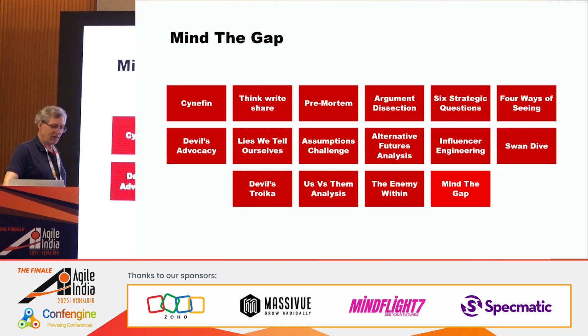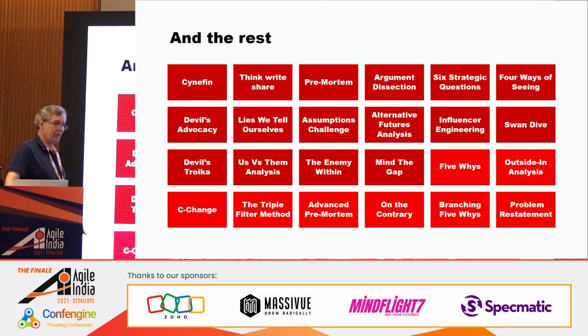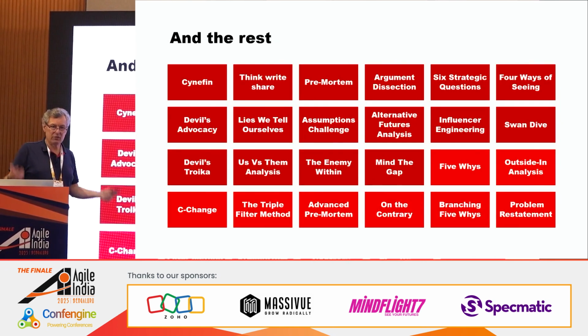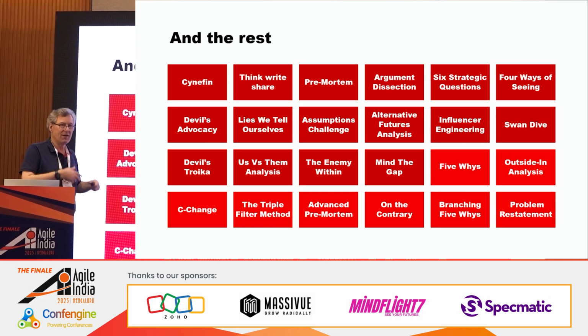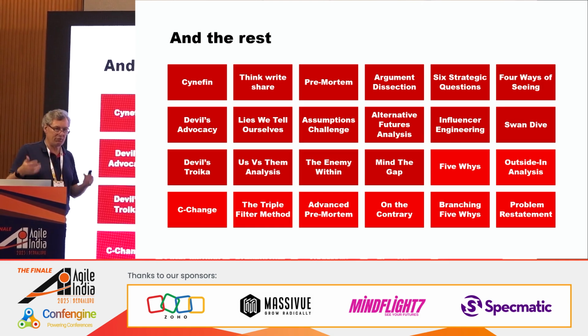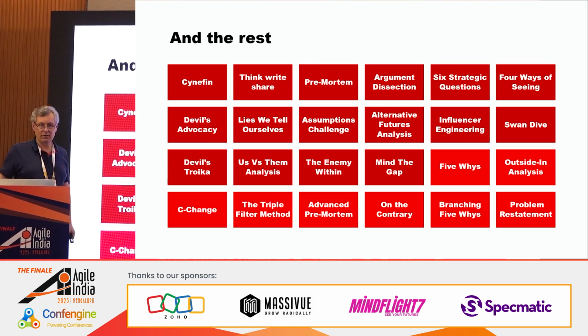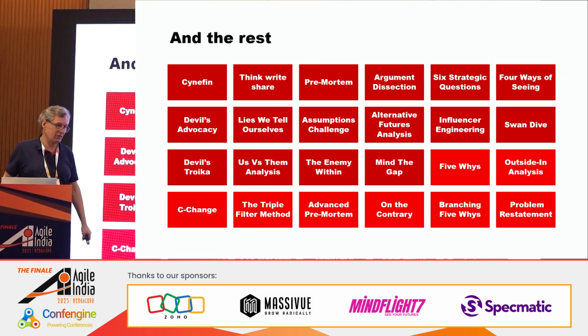Mind the gap, that was a slide by itself. And then the rest. So like liberating structures, there's a toolbox. Obviously, I don't have time to cover all these, but I've given you three: think, write, share, six strategic questions, and lies we tell ourselves, because these are the tools to start using.